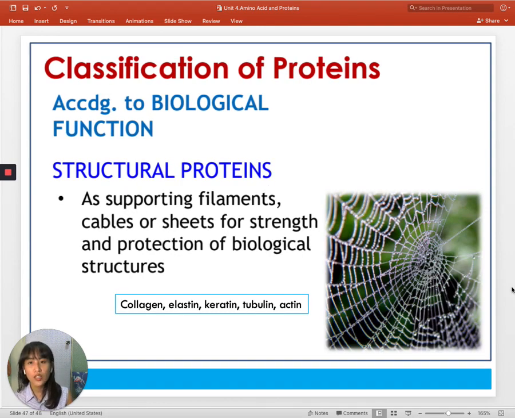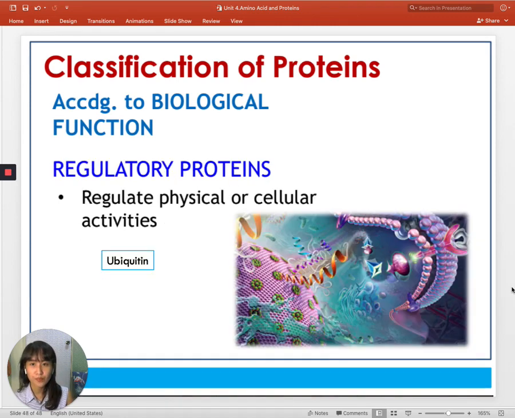The next one is the structural proteins. These act as supporting filaments, cables, or sheets for strength and protection of biological structures. Examples of which are collagen, elastin, keratin, tubulin, and actin. And the last one is the regulatory proteins, which act as regulators for physical or cellular activities. An example of which is ubiquitin.